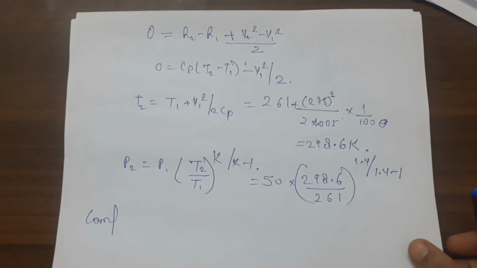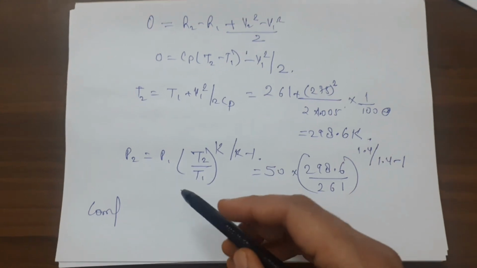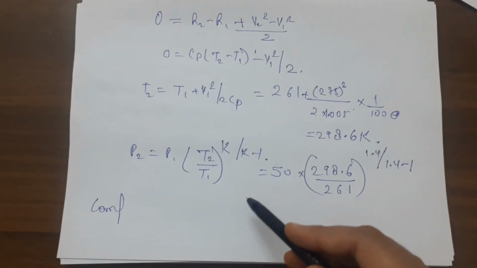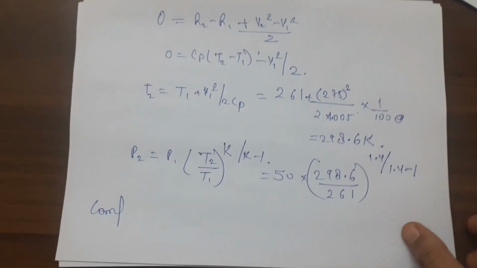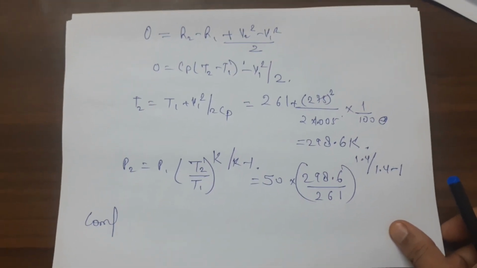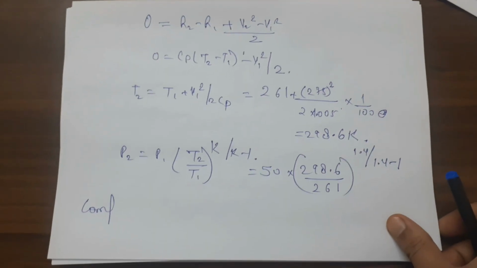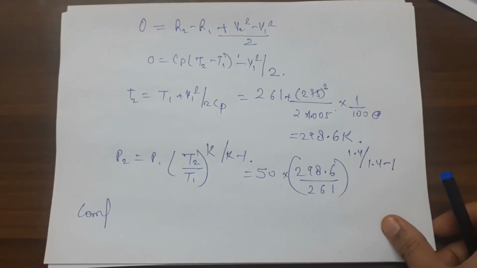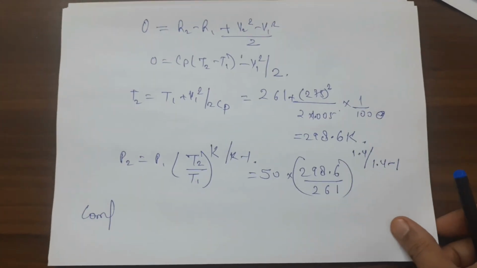Okay, so in the adiabatic process, what will be the relation? P2 is equal to P1 (T2 by T1) to the power of gamma upon gamma minus 1. So this was the relation for the adiabatic process. So for the polytropic process, in place of gamma it will be replaced by the value of k.